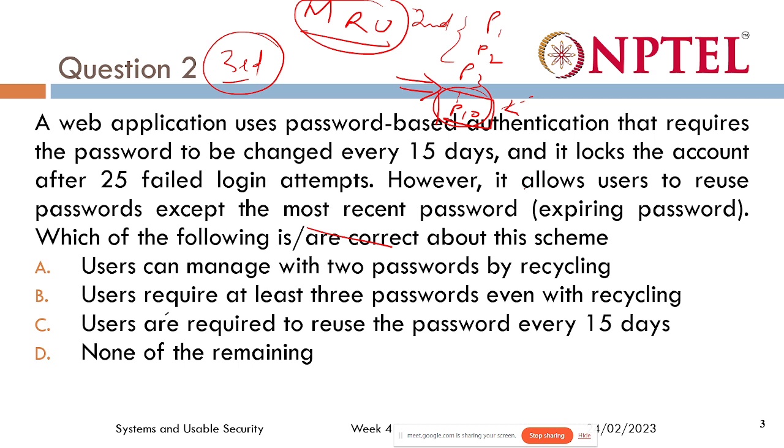Based on this, you have to tell which of the following options is correct about this scheme: whether users can manage with two passwords by recycling, or they need at least three passwords, or they are required to reuse the password every 15 days, or none of the above. Give it a try, and your reason should be very logical for why you selected a particular option or options. Again, you have to figure out yourself whether it should be single option correct or multiple option correct. Give it a try, both of you.